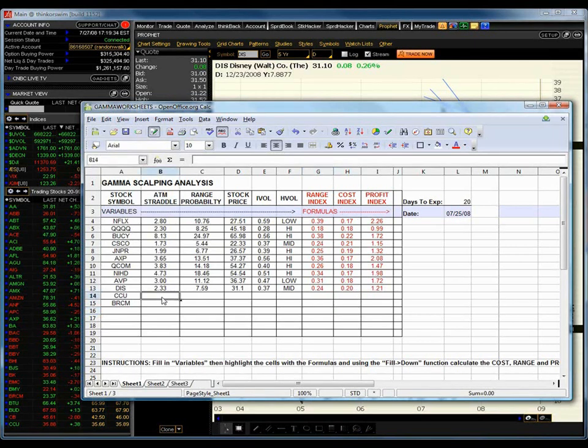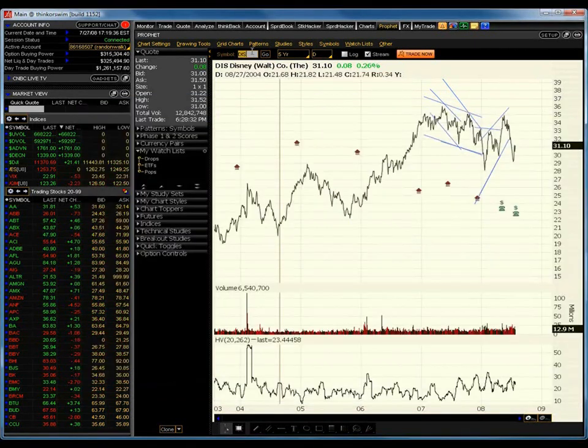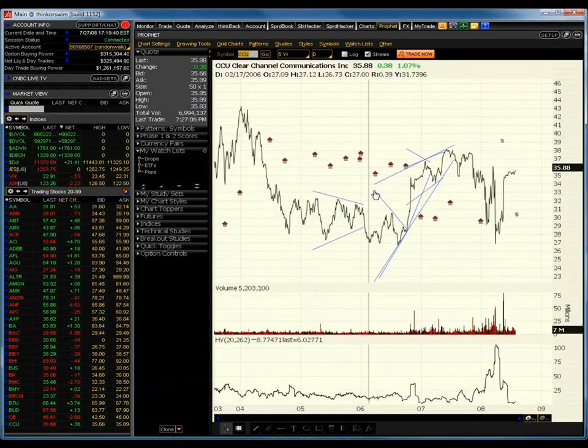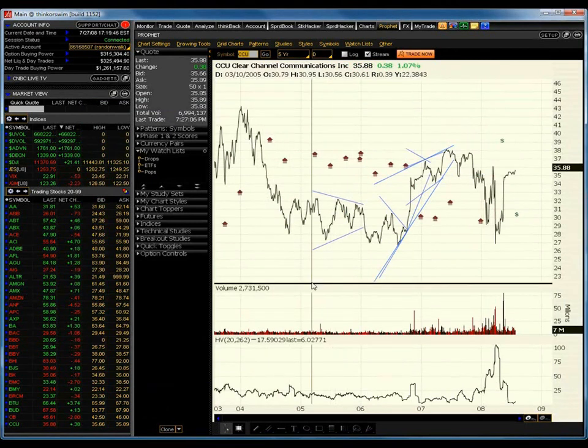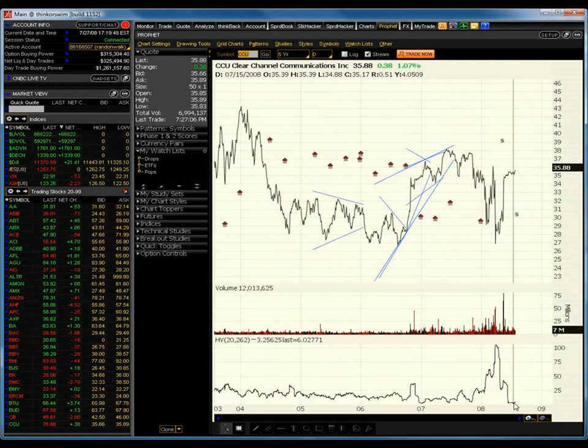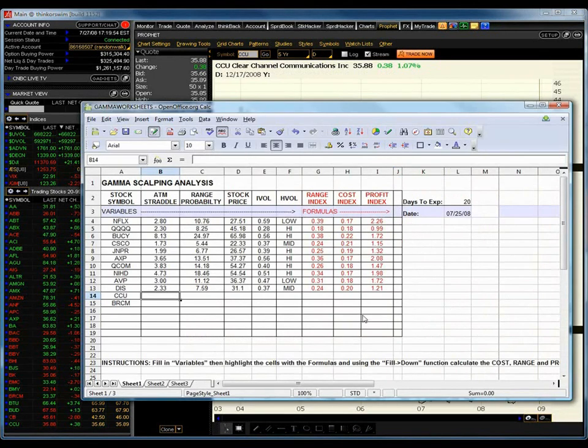Let's do another issue. Let's go to CCU. And we'll take a look at the historical volatility. The historical volatility for Clear Channel Communications looks like it's pretty much on the low end of the range. It's extremely low actually for this issue. So we'll fill that in first since we're already at that chart, and we'll just say low.